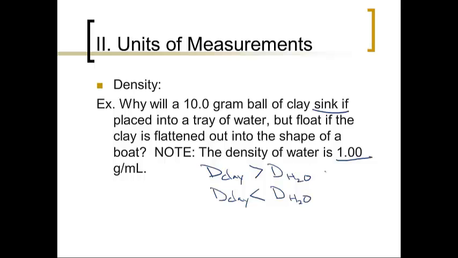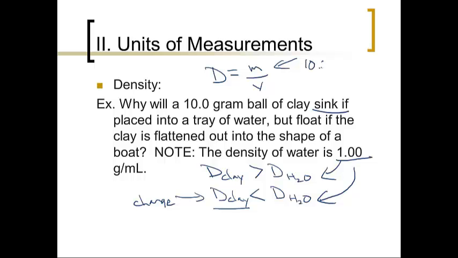Now, density of water is always going to be 1.00 grams per ml. It's not going to change. So what must be happening is we're changing the density of the clay. Okay. So how are we changing the density of this clay? Well, remember, density is mass over volume. Okay. The mass, we're not going to change. The mass is always going to be 10.00 grams for our clay. So by flattening it out and changing the shape of it, the thing that we must be changing is the volume.